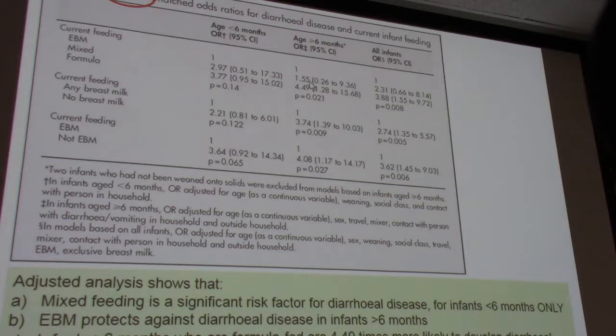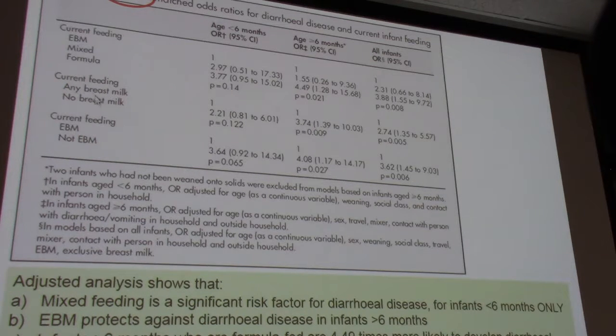I know this is splitting hairs, but at the same time, good discussion. I was a little confused as to these different ones they had on the left. So the top one is EBM, mixed, formula, and the second one is any breast milk, no breast milk. And then the last one's EBM, not EBM. So here they've classified it in different ways to make different comparisons.